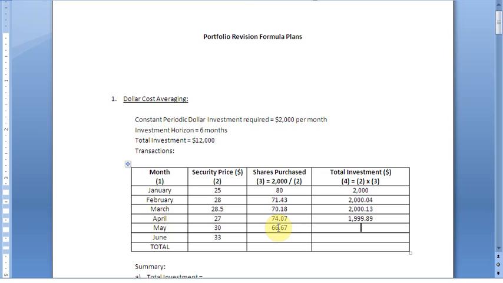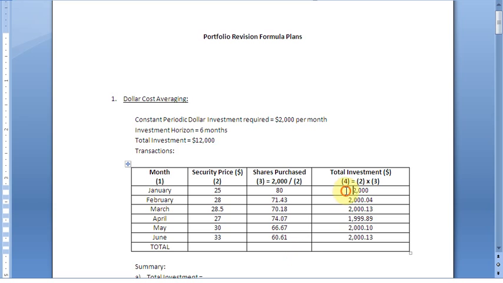And that is going to give me $2,000.10. And in the month of June, at the price of $33 per security, I'm going to need 60.61 securities approximately. Well, there can be no 0.61 securities or 0.67 securities, but for the sake of mathematical accuracy, we are considering these digits after the decimal also. So 60.61 multiplied by 33 is going to give me $2,000.13 invested in the month of June.